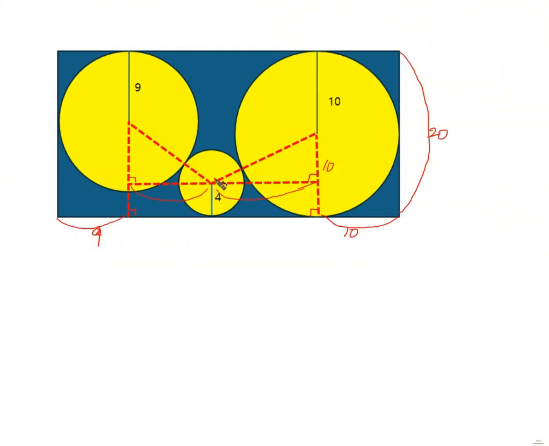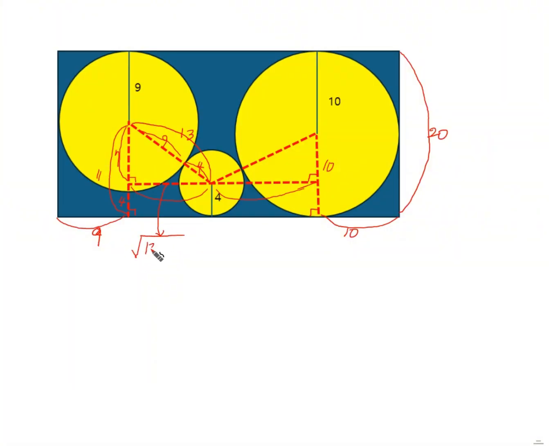In the left triangle, this is 13 because here 9, here 4. 9 plus 4 is 13. And here 11, here 4, so this is 11 minus 4, 7. So using the Pythagorean theorem, we can find this length.